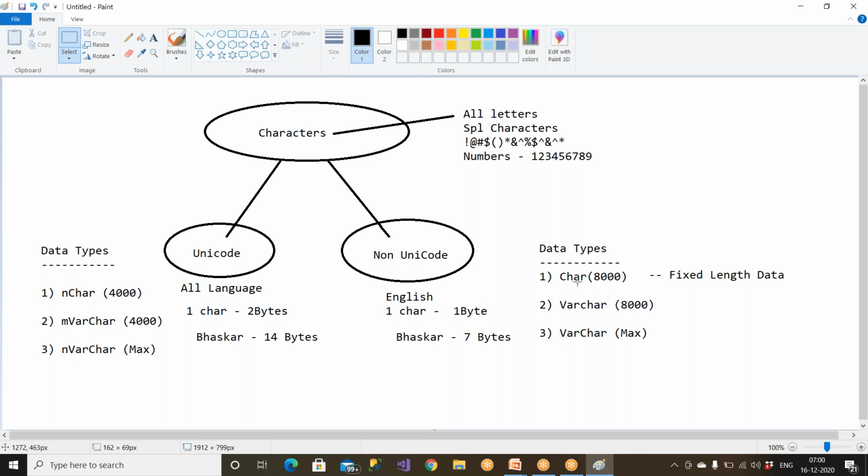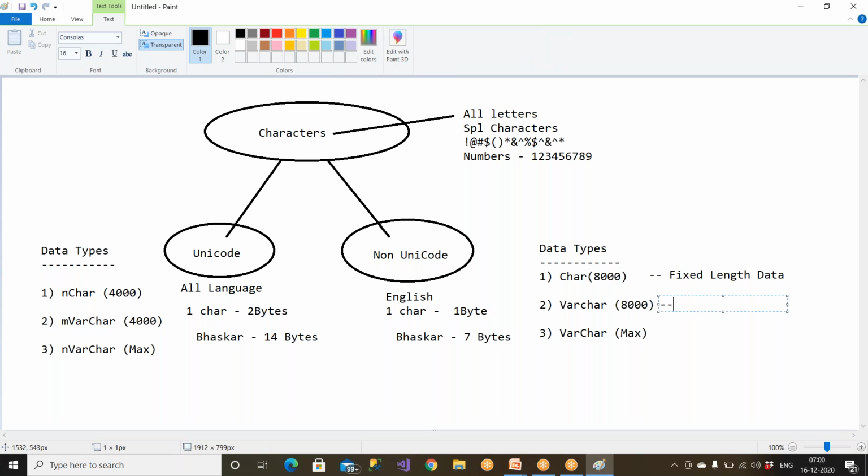So when I say char, it is going to occupy fixed length data. For example, in India, my phone number is 10 digits, and everyone else's phone number will have 10 digits. But varchar means variable length data. My name is Bhaskar Jogi, and I have only 7 characters. So with variable length data, the length of the data will change.